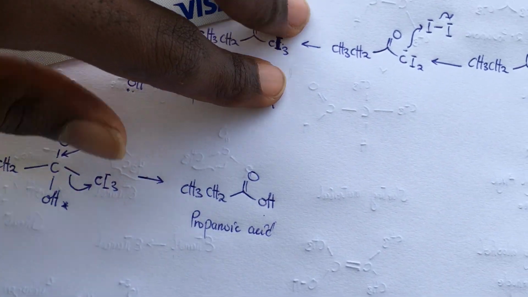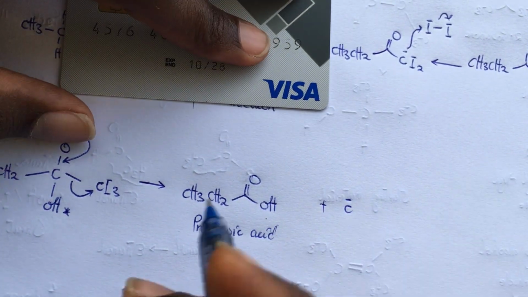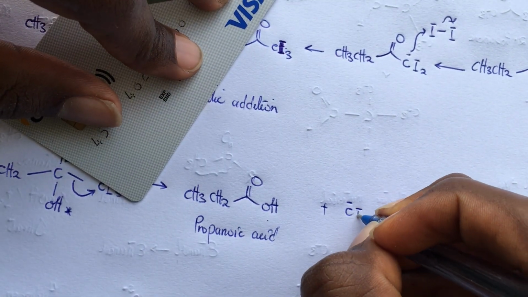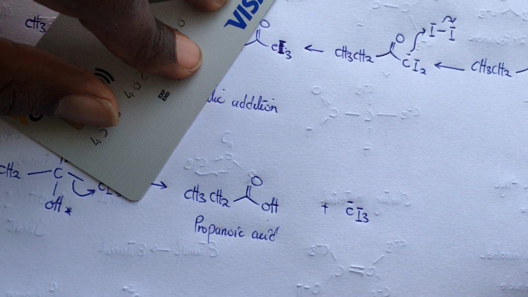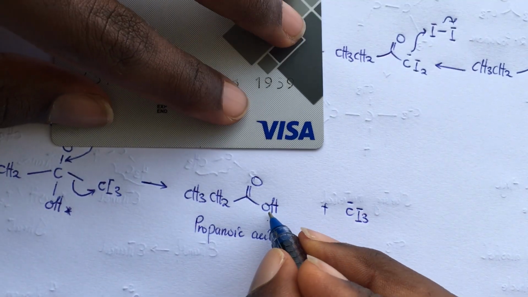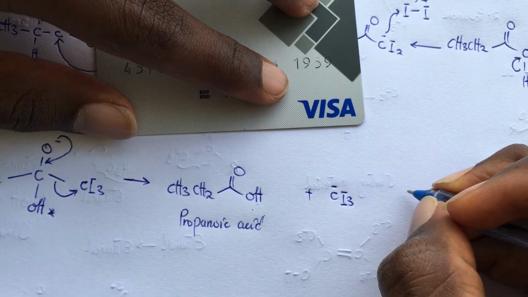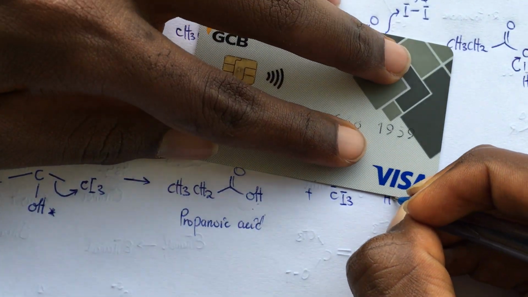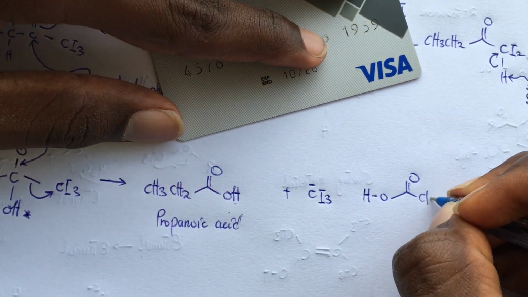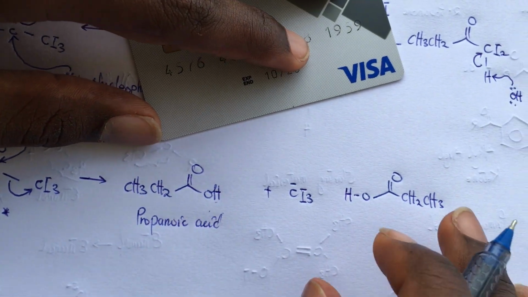So propanoic acid plus your C minus. Remember, the electrons fell onto this carbon. So C minus, and you have 3 of the iodine groups. Do you get it? This is not your iodoform yet. So now you see this particular hydrogen. Let me try and redraw it here. We have our hydrogen, O, and then I have my CH2, CH3. This is the propanoic acid. It's the same thing I've drawn here.